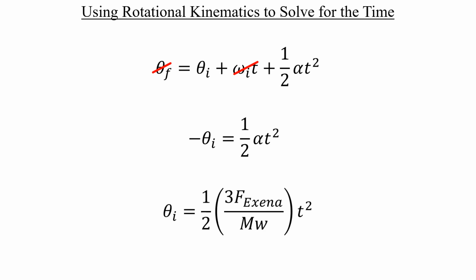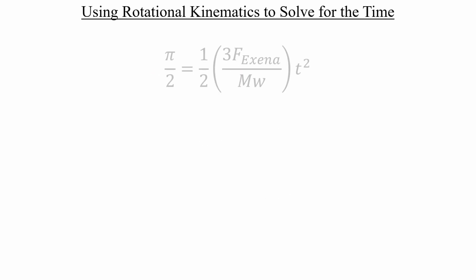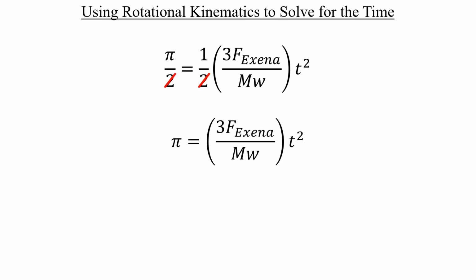Recall that these rotational kinematic formulas require units of radians for the angles. That means we need to replace our initial angle of 90 degrees with the radian equivalent, which is pi divided by 2. This results in both sides containing a 2 in the denominator. So let's go ahead and cancel that out and simplify what's left.